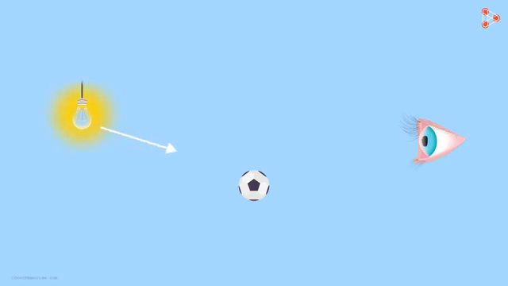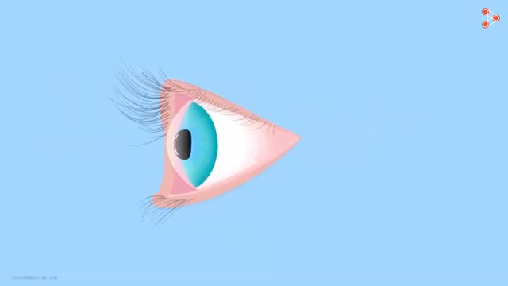getting reflected from their surfaces. This reflected light enters our eyes and we see that object. What happens inside the human eye when the light rays enter it? What is it that helps us see the things around us?